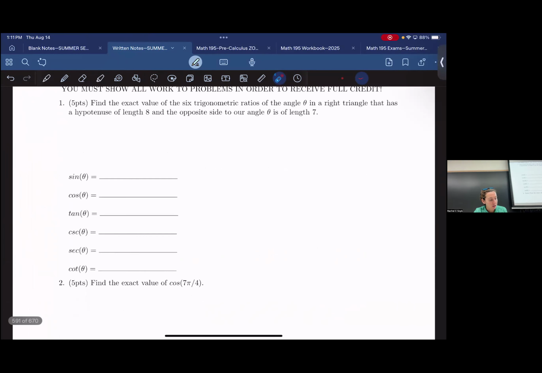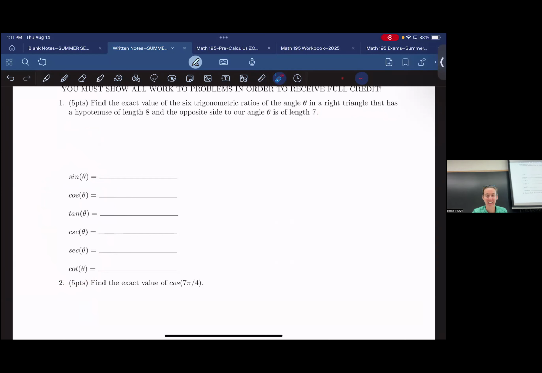We have question one, find the exact value of the 6 trigonometric ratios, which I took the liberty of giving you all 6 off to the side here. In a right triangle that has a hypotenuse of length 8 and the opposite side to our angle theta is of length 7.